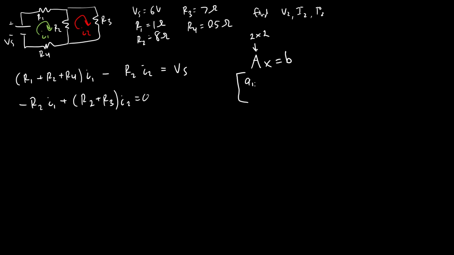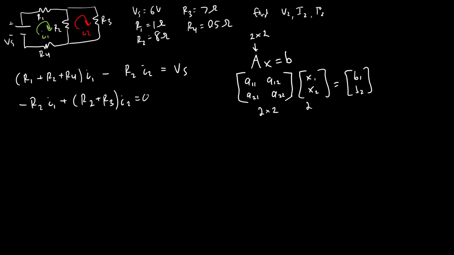It's going to have values A11, A12, A21, A22. That's going to be multiplied by our matrix X1, X2, and that's going to be equal to B1, B2, where again, A is a 2x2 matrix, X is a 2x1 matrix, and if I remember my linear algebra correctly, the inner two values have to be equal in order for you to multiply matrices, and then the resulting matrix has the dimensions of the outer two values. So that gives you a 2x1 matrix.